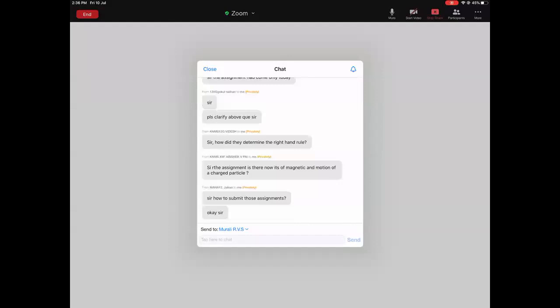How did they determine the right hand rule? That is by observation.